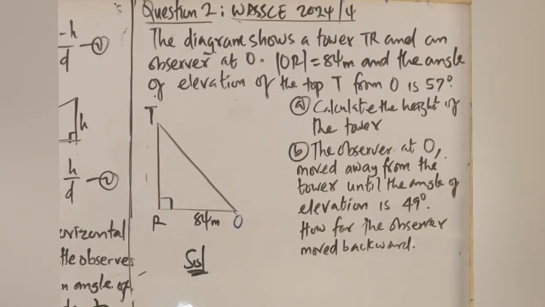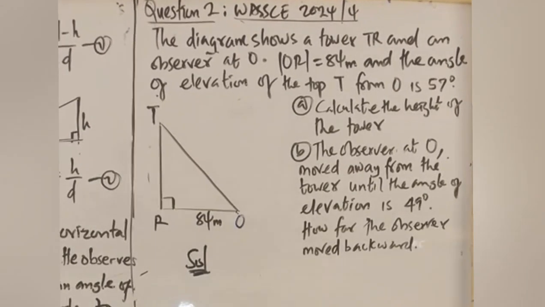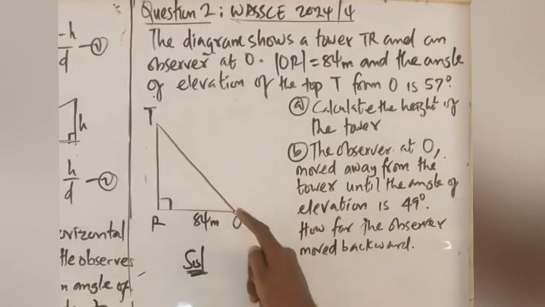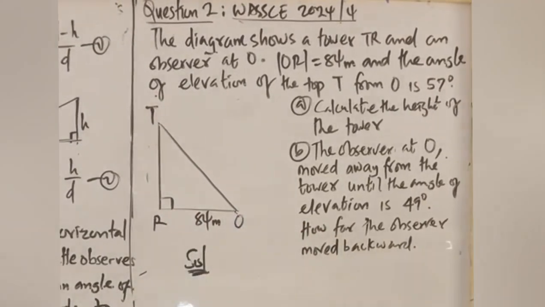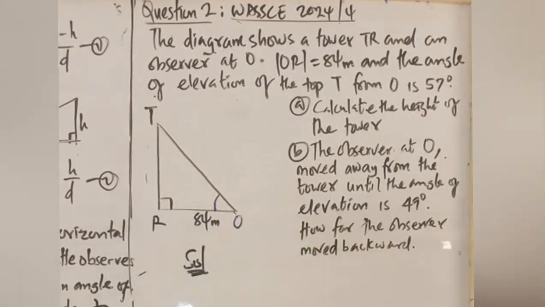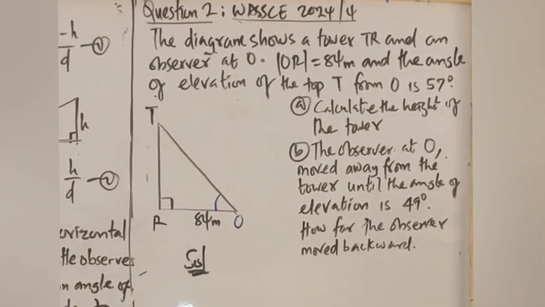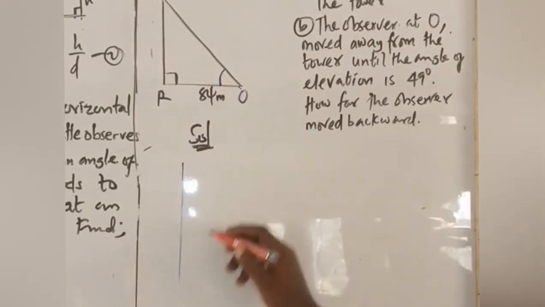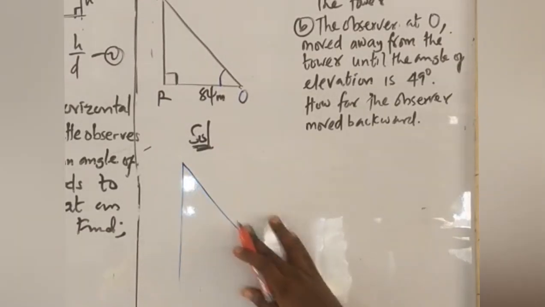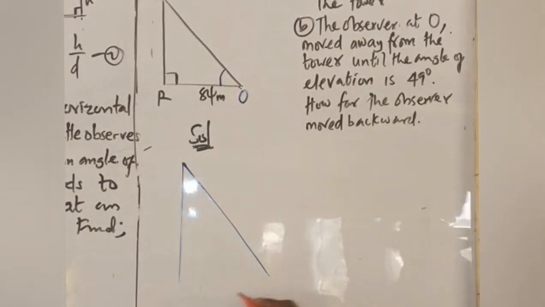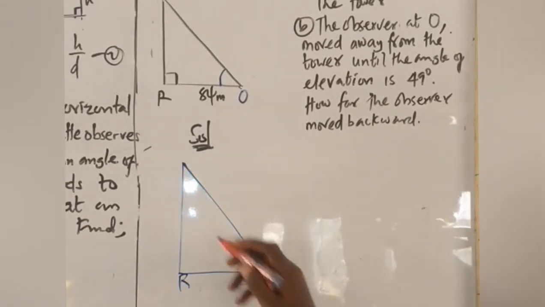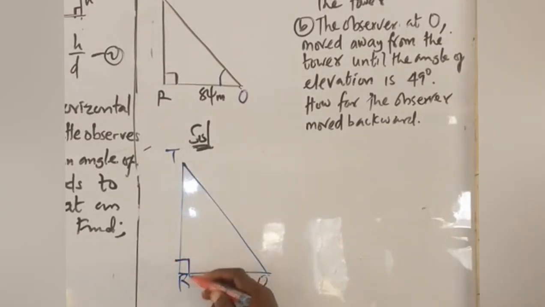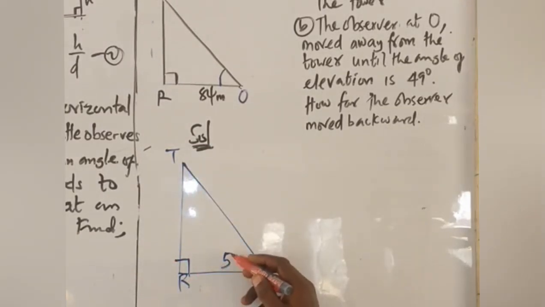So the question is, where are we going to put the angle of elevation? It is the angle between this line and the horizontal, always in reference to the horizontal. So this is the angle of elevation. It's not drawn in the diagram, but you should know to draw it. Okay, let's draw another diagram here. So this is R, O, T, with 90 degrees at R, and the angle of elevation is 57 degrees.